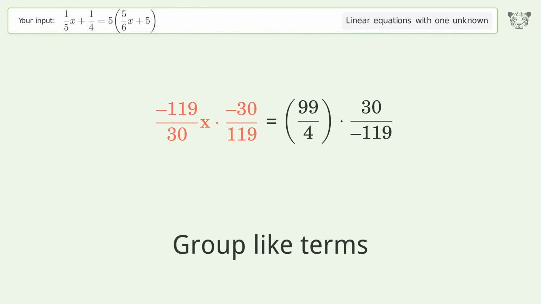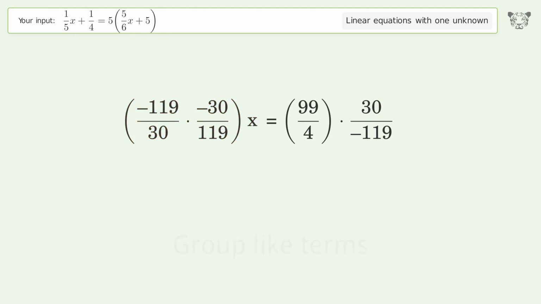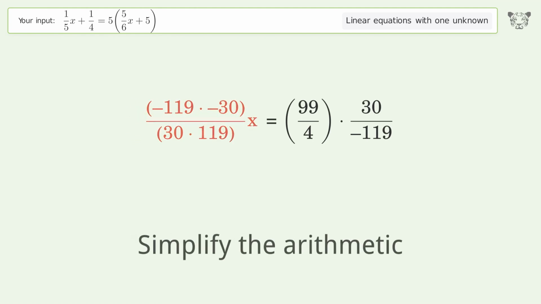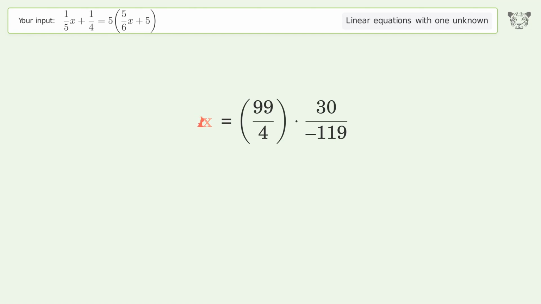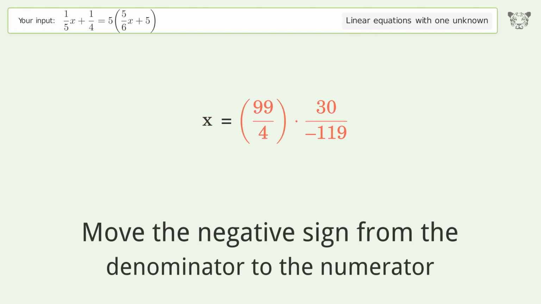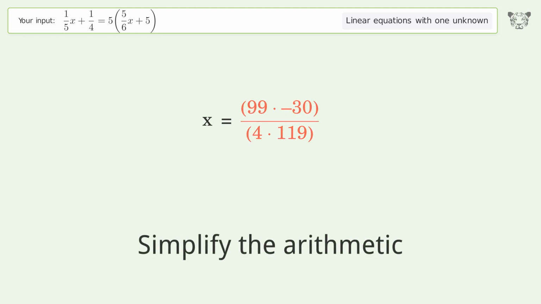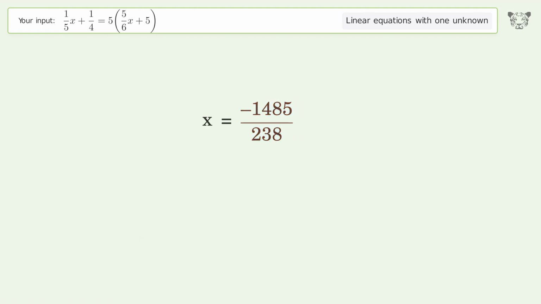Group like terms. Multiply the coefficients. Simplify the arithmetic. Move the negative sign from the denominator to the numerator. Multiply the fractions. Simplify the arithmetic. And so the final result is x equals negative 1485 over 238.